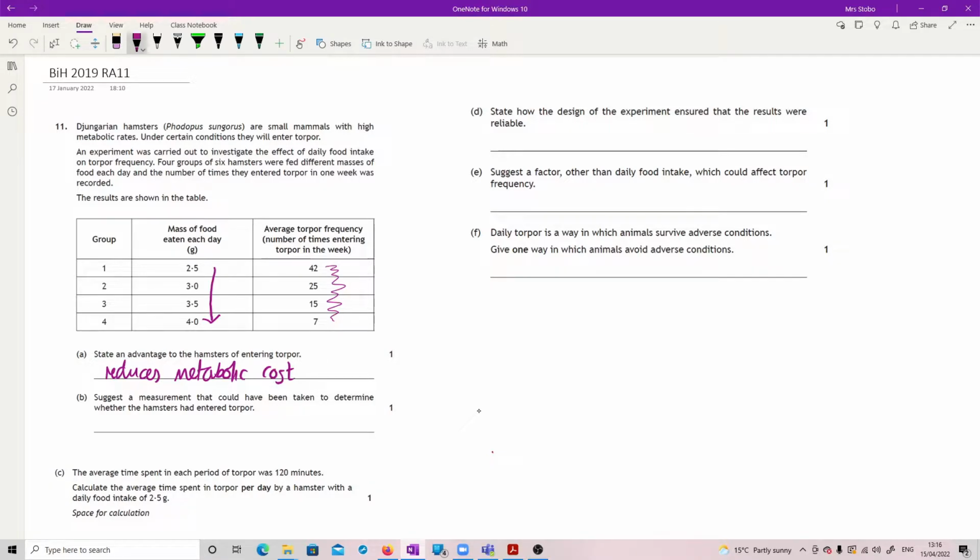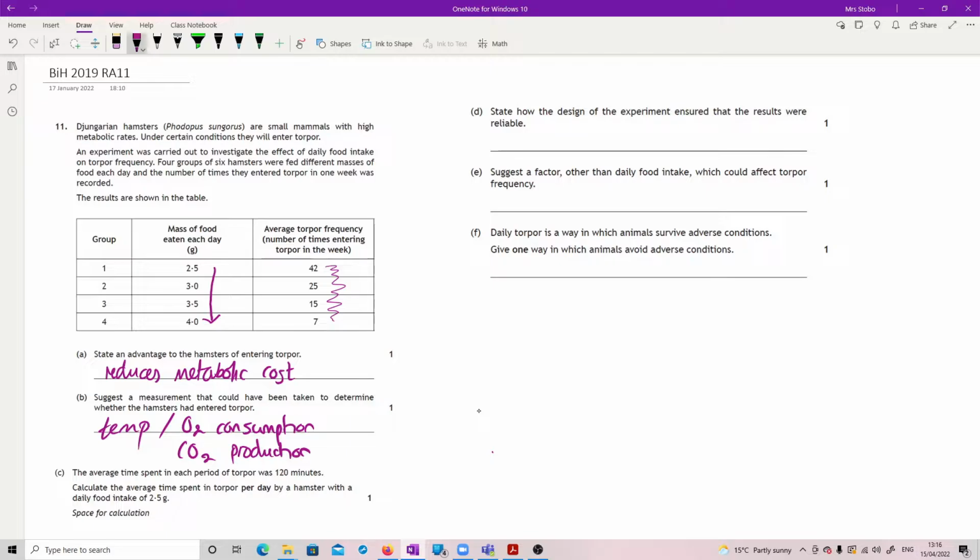Suggest a measurement that could have been taken to determine whether they had entered torpor. So torpor is where they reduce their metabolic rate, so you have to have some kind of measure of that. Your best one is probably temperature. So you could use an IR camera and you could see whether the core temperature had dropped. To measure metabolic rate, we're really looking at oxygen consumption. Flip of that is obviously CO2 production. Really temperature I would say is your best.